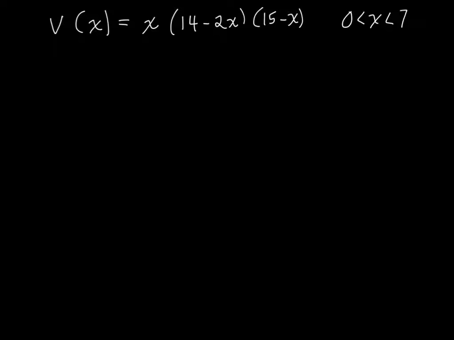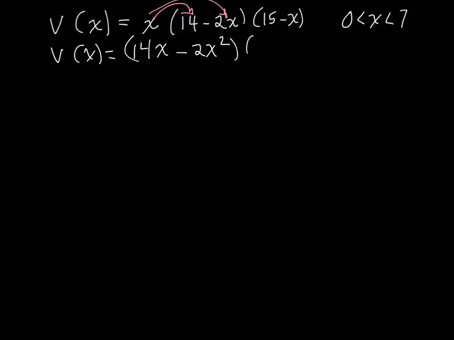All right, we have the volume of a box and we want to find the extreme values. So we know to do that we're going to find the derivative, set it equal to 0 and solve for x. So what I would do first is get this in a form that's easier to take the derivatives, meaning I would multiply this stuff out. So my first step is I'm just going to distribute the x to all that good stuff in parentheses. So I get 14x minus 2x squared, and then I still have the 15 minus x.